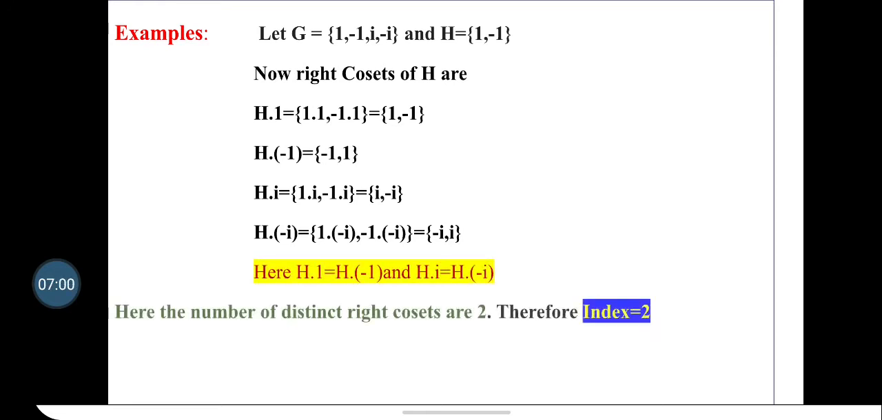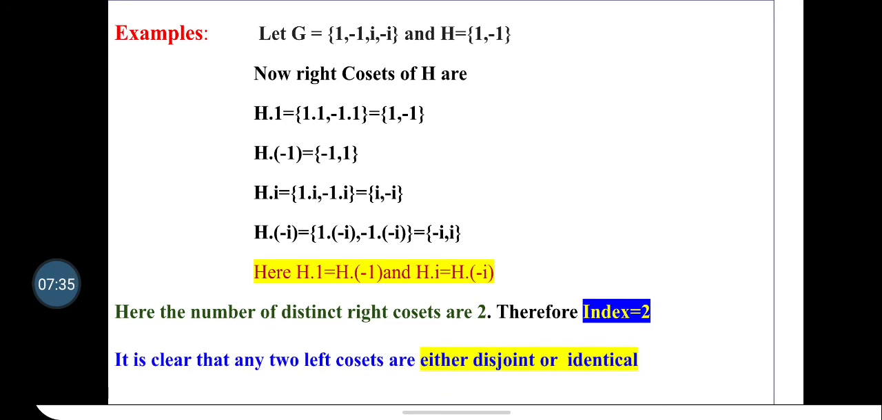Right. Here the number of distinct right cosets is 2. So this is the way to write the right cosets here. Actually there are 4 right cosets, and out of 4, 2 are the same. So the distinct, that means different, right cosets are only 2. So the index is nothing but the number of distinct left or right cosets. Here in this example, we can find only 2 distinct right cosets: {1, -1} and {i, -i}. These two are distinct, hence the index is 2.